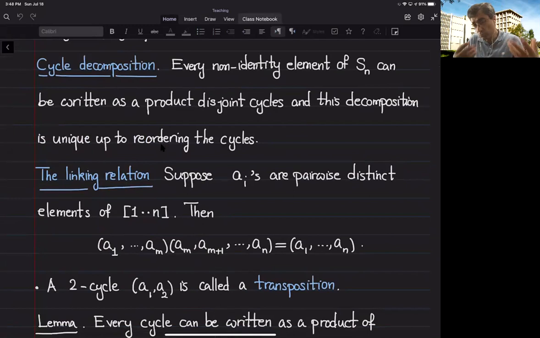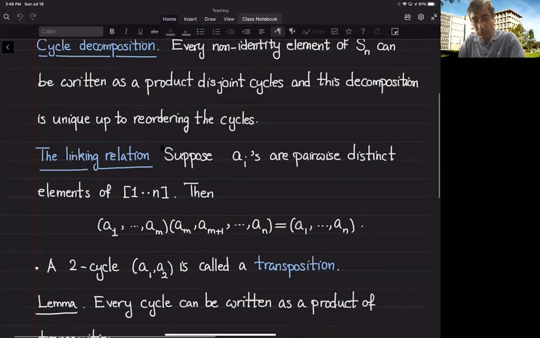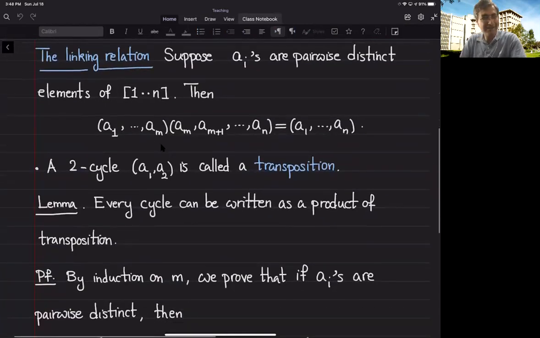At the end of the day, we proved that if I give you two disjoint permutations, then they commute. So disjoint cycles can be written in whatever order we would like. From a computational point of view, we have also observed the following equation that we call the linking relation. If I give you two disjoint cycles, then I can permute them, and it's easy to understand the cycle decomposition because that's essentially the cycle decomposition of their product.